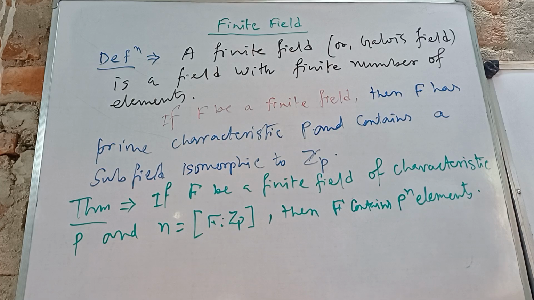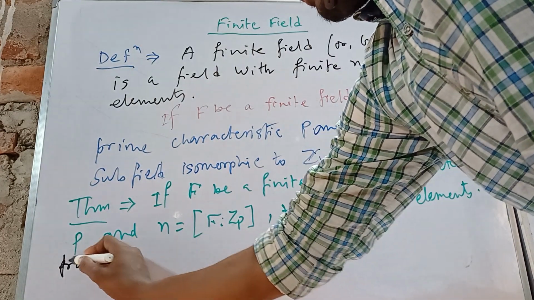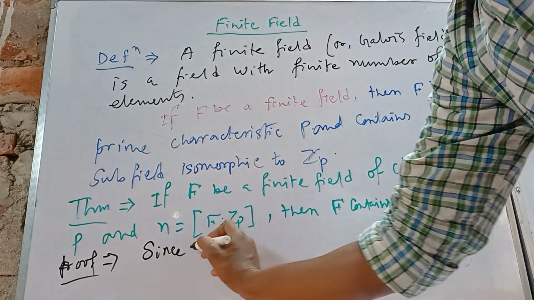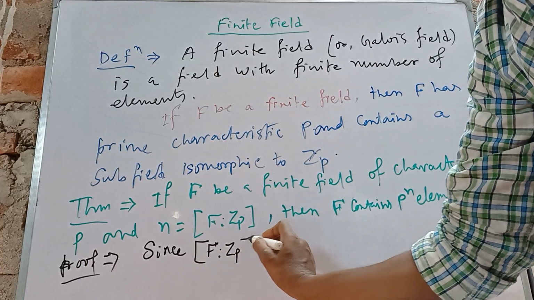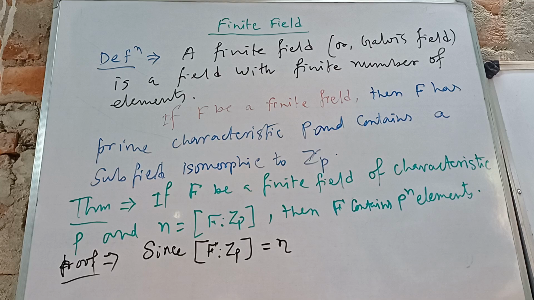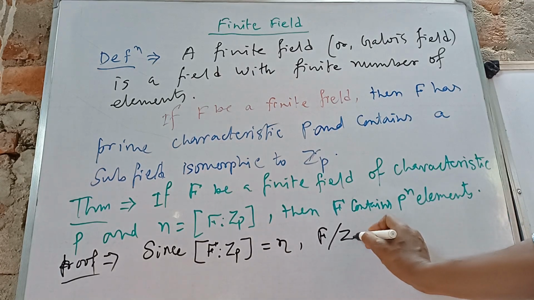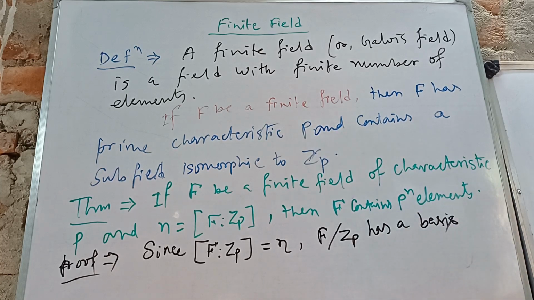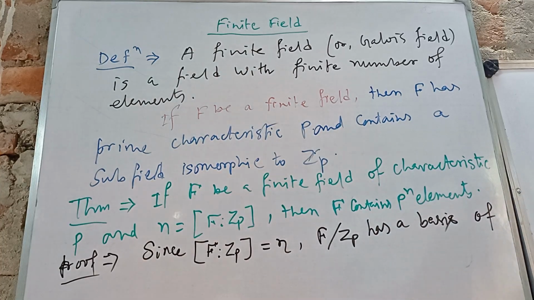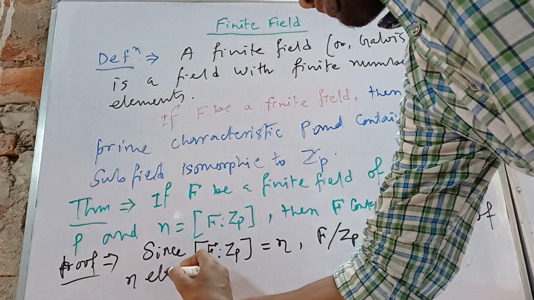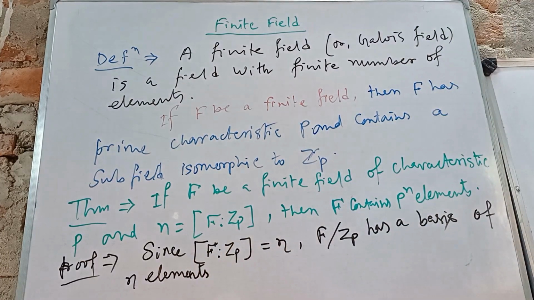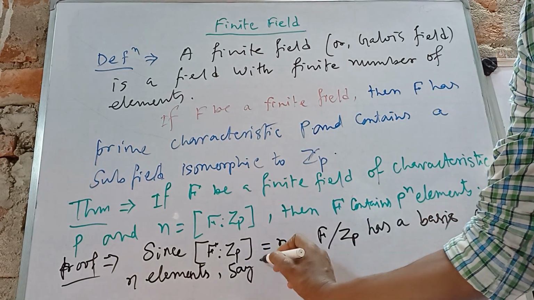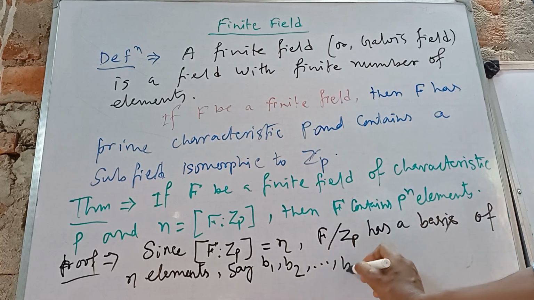Proof of this theorem. Since the index of ZP in F equals n, then what happened? F over ZP has a basis of n elements, say b1, b2, dot dot dot, bn.